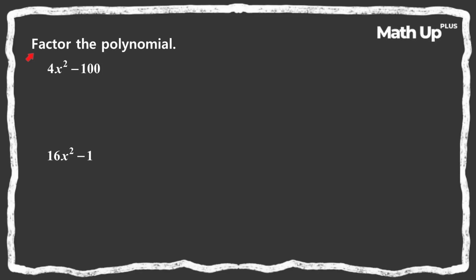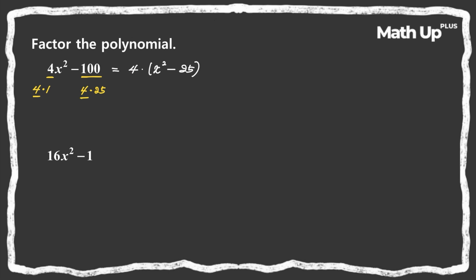The question is to factor the polynomial. So the first question, we have a binomial 4x squared minus 100. First thing we have to do is find the common factor of 4 and 100, right? Since 4 is just 4 times 1 and 100 is 4 times 25, our common factor is 4. So this is equal to 4 times x squared minus 25, correct?